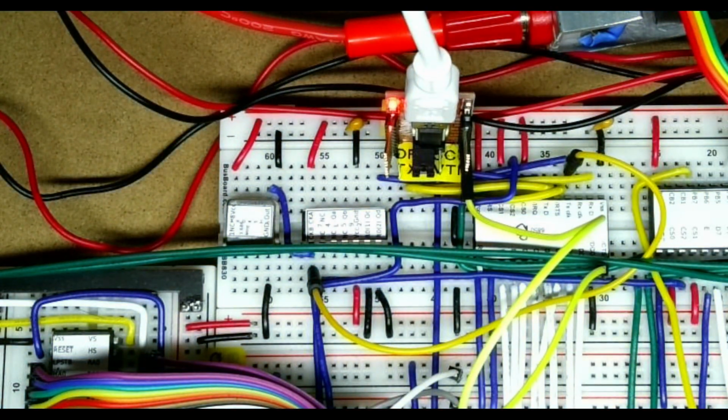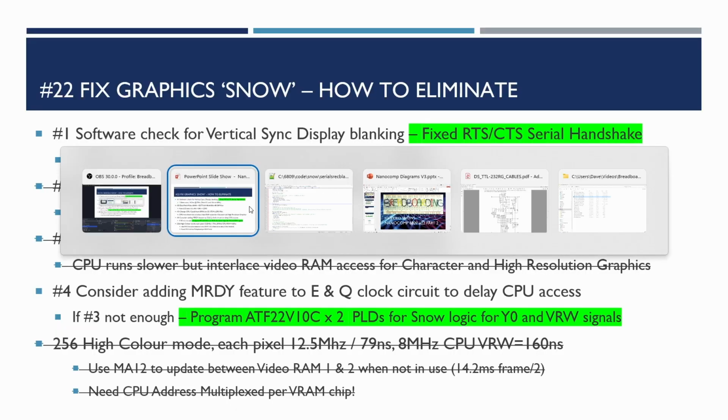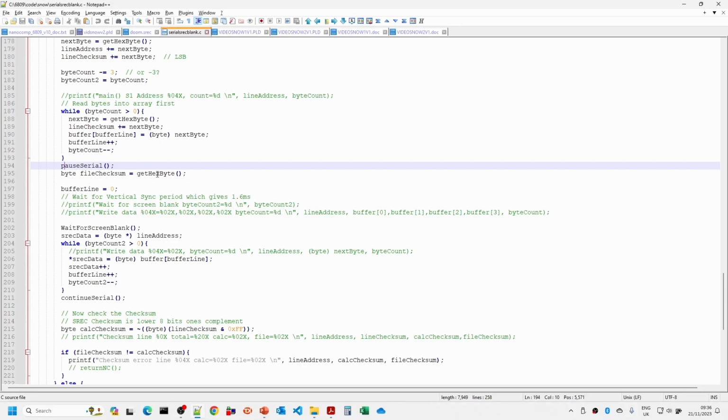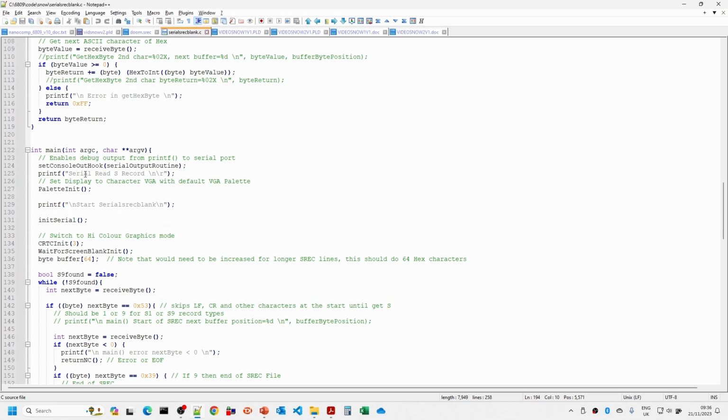Right, so what I'm going to do now is rerun the test program that I was doing, only now I've enabled the hardware flow control. Let me show the minor updates made to the code. So basically you've got a pause serial and continue serial, and all this does is the routines at the top here.